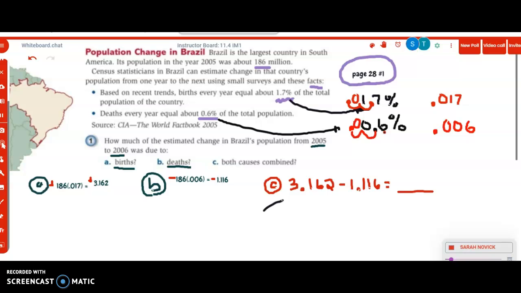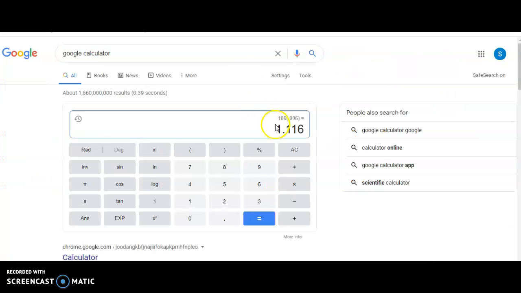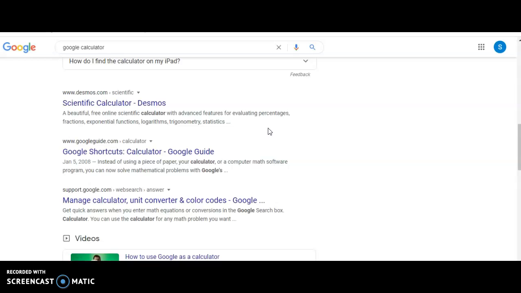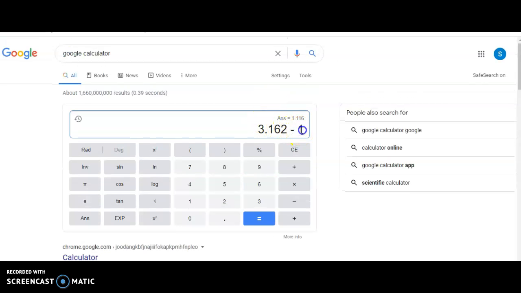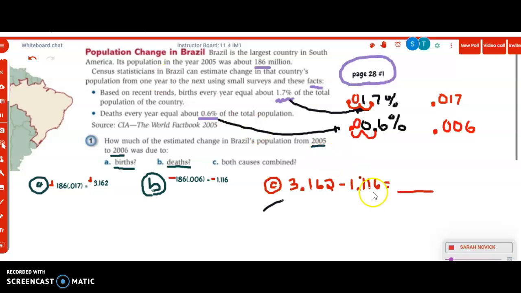So 3.162 minus 1.116. So let's go back to our calculator. 3.162, subtract 1.116. There we go. And we get 2.046. So that's going to give us 2.046.